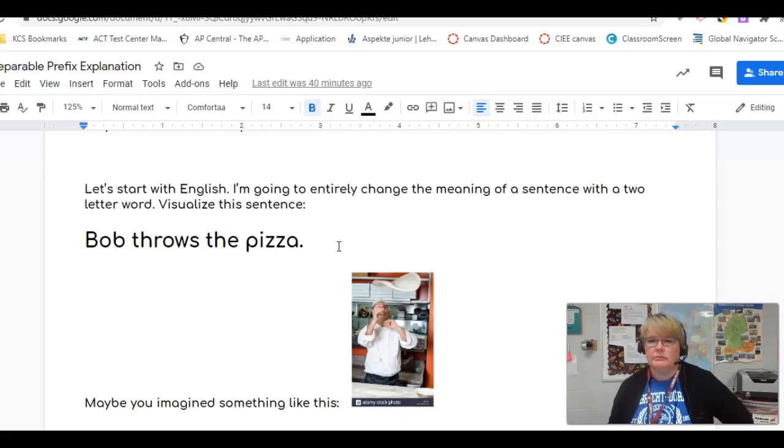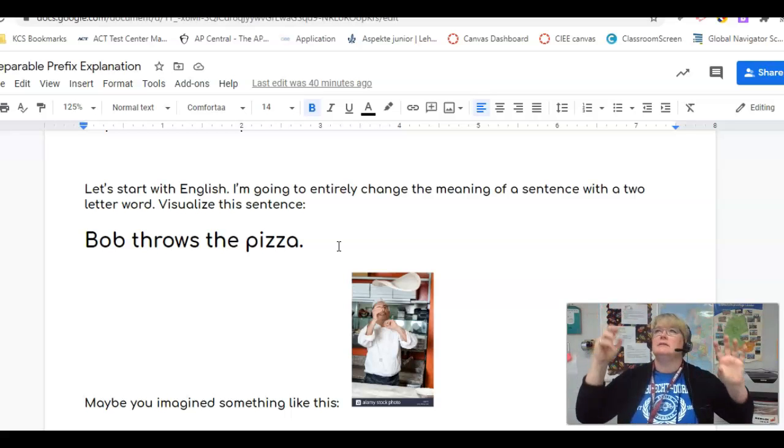So take a look here at my English example. I'm going to change the meaning of this sentence with just a two-letter word. So visualize it. Bob throws the pizza. There it goes, up in the air. Maybe it looks something like this picture. Bob throws the pizza.